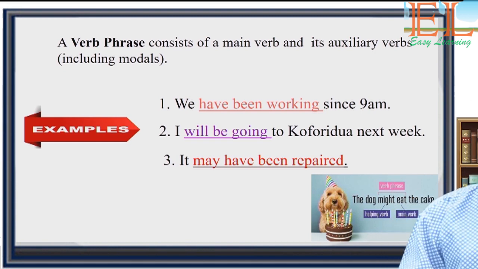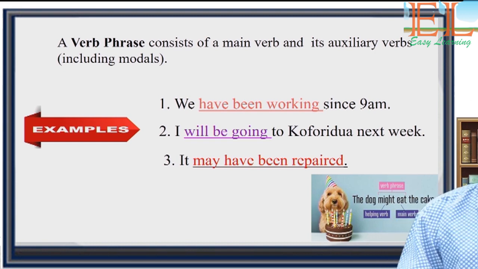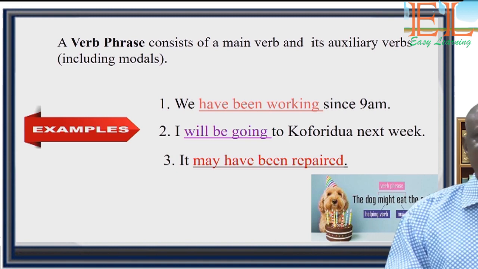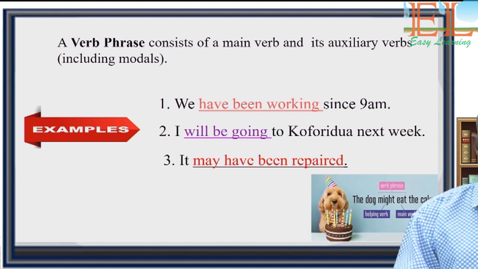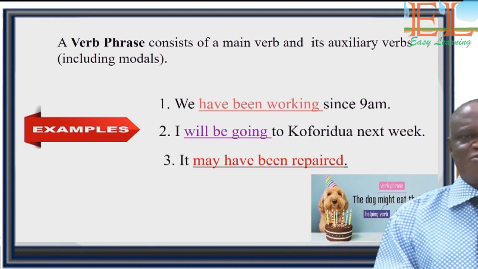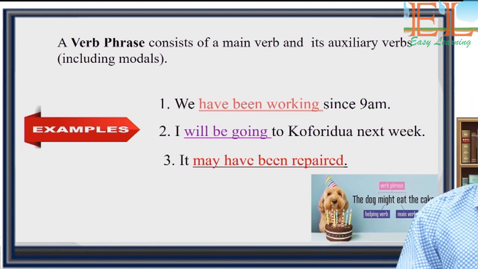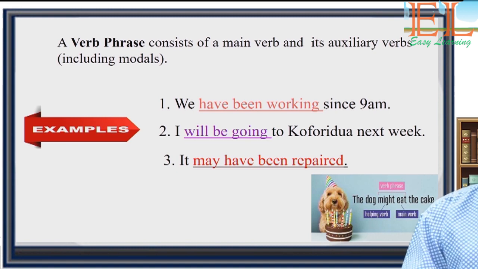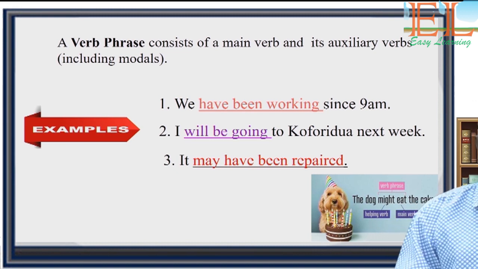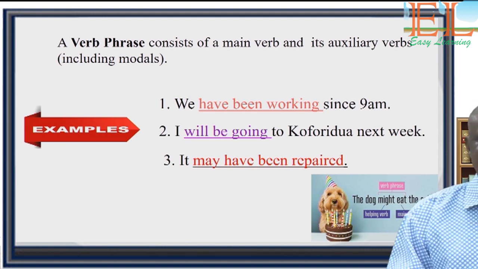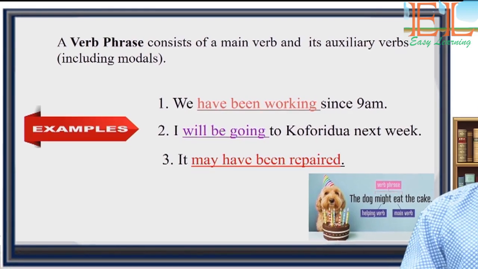Look at the second example. I will be going to Koforidua next week. What is the verb phrase? Will be going certainly is the verb phrase in this sentence. And in the third example, we have it may have been repaired, and the verb phrase is may have been repaired. So you realize that the verb phrase is made up of a group of words, the verb and its modifiers.